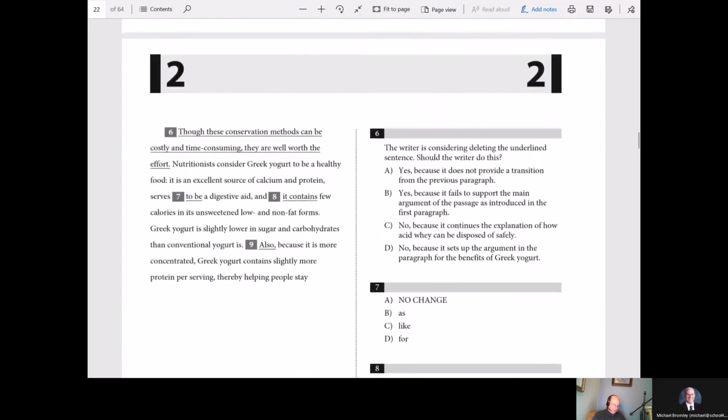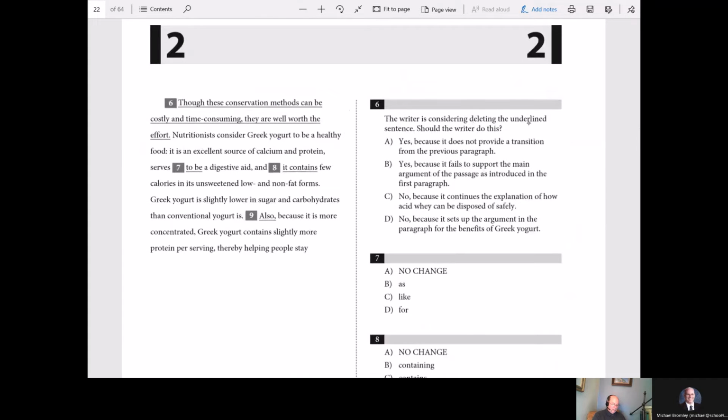Number 6, she got wrong here. Considering deleting the underlined sentence, should the writer do this? So always speak in terms of yes, delete, no, keep. Get rid of, it's kind of backwards. You have to sort of think backwards, and sometimes they mix it up. So they say yes, delete, or no, delete, blah, blah, blah.